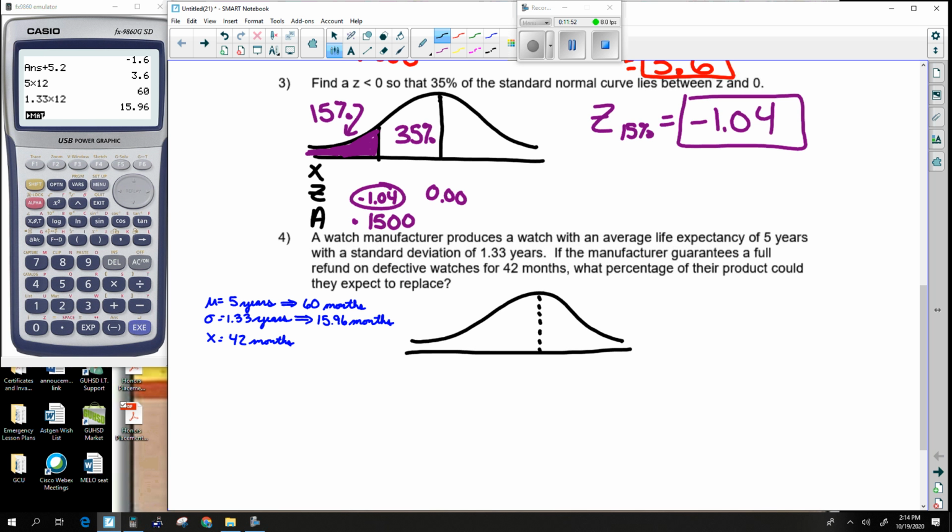So that's the average, and here's our warranty. Our warranty is 42 months. And what we're asked to figure out is what percentage will be covered. What is the replaceable product? What percentage is going to not last to 42 months? So what is the area of that? So we begin with the Z.